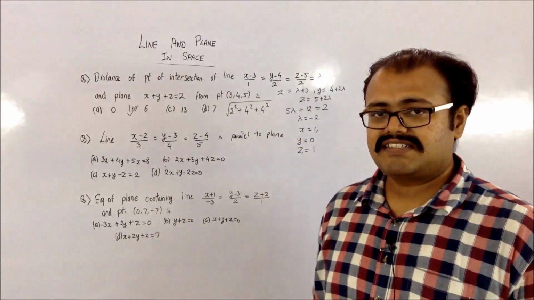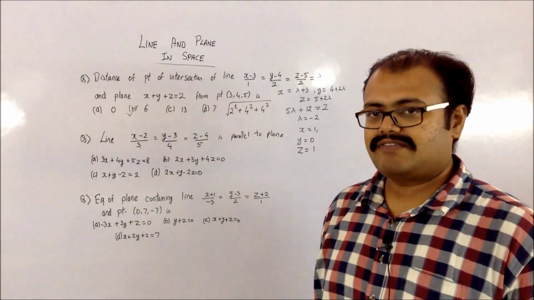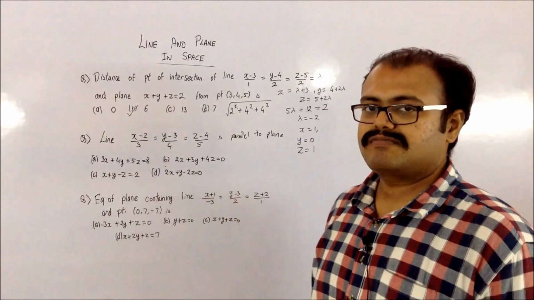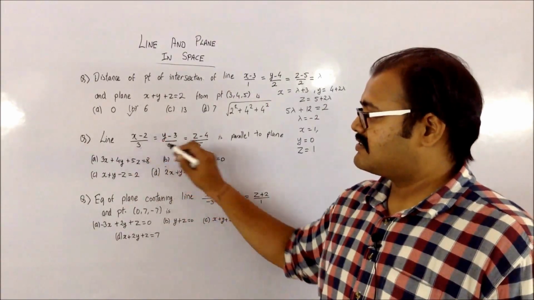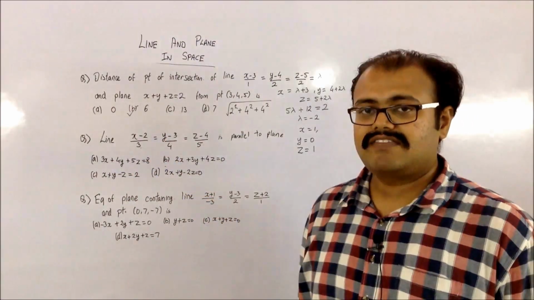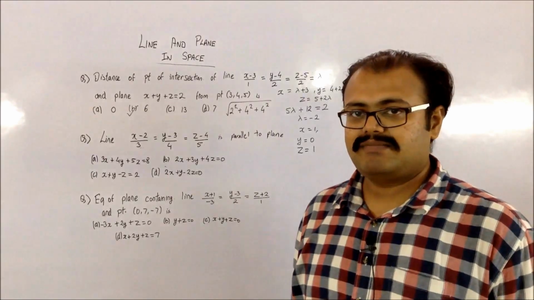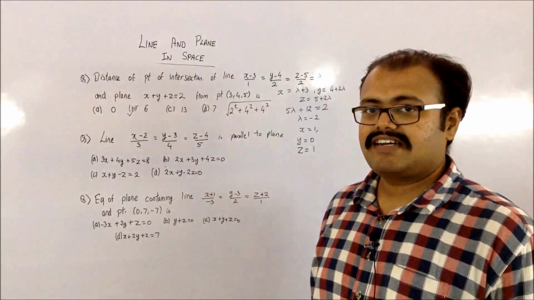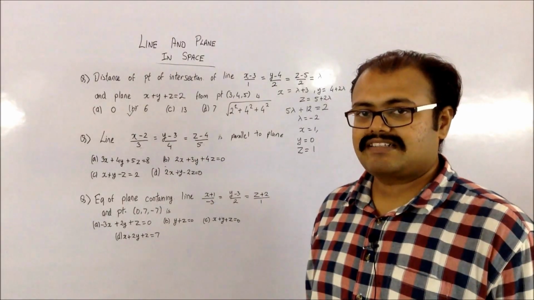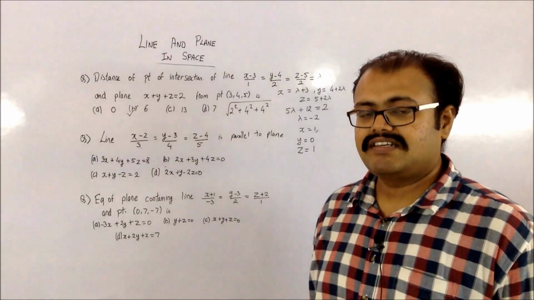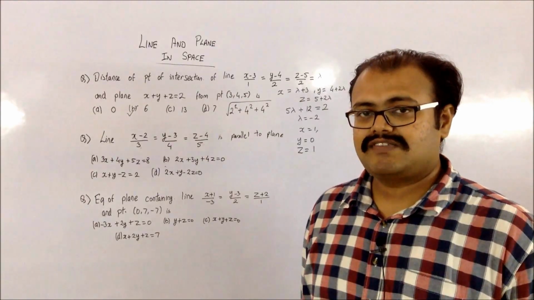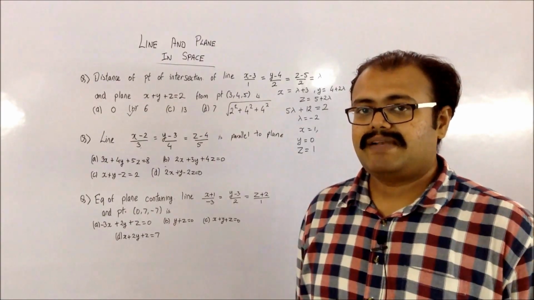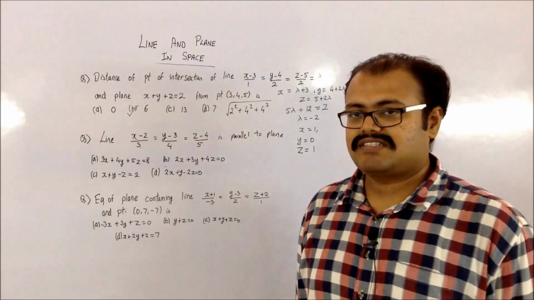So once we have understood that, what we have to do is multiply the coefficients of my plane with the directional ratios. If the sum of the products of the corresponding directional ratios of the line and the corresponding coefficients of x, y, z in the plane equation is equal to 0, then that particular plane and the line are parallel to each other.